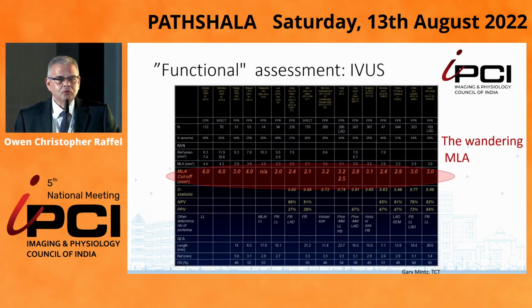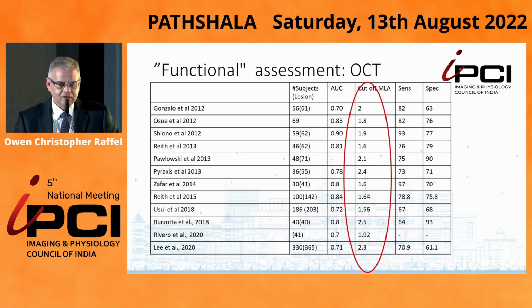When you look at intravascular imaging in functional assessment, this is the IVUS data, and as you can see, you have this wandering MLA which started at 4 and then went down to 2, so you can never really pick which the right one is. This is the problem of using a single 2D assessment to assess the functional significance. We have similar data, albeit the cutoff points are much lower with OCT, anywhere between 2.5 right down to 1.6.